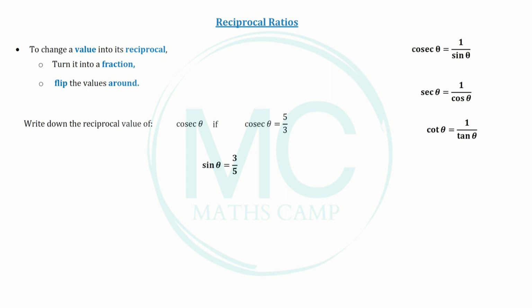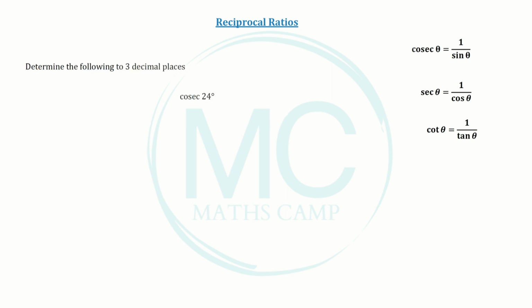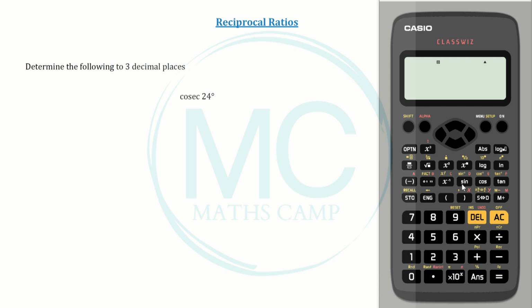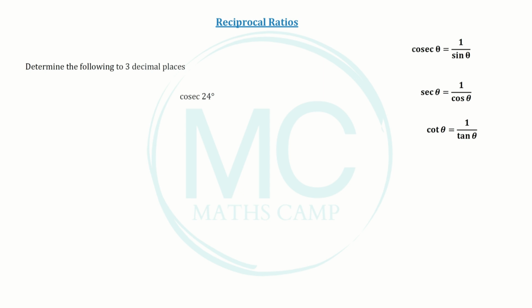Now I'd like to look at how we can find the value of reciprocal ratios given an actual angle. Determine the following to 3 decimal places, and we have the ratio cosec 24 degrees. Let's have a look at our calculators. Here we have sine, cosine, and tangent. We don't have sec, cosec, or cot. So when working with these reciprocal ratios, you need to change them back into a fraction over the original ratio. So let's look at cosec 24 degrees.